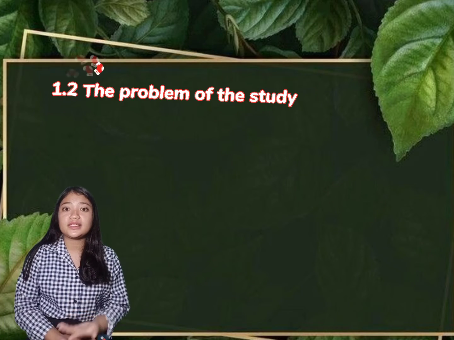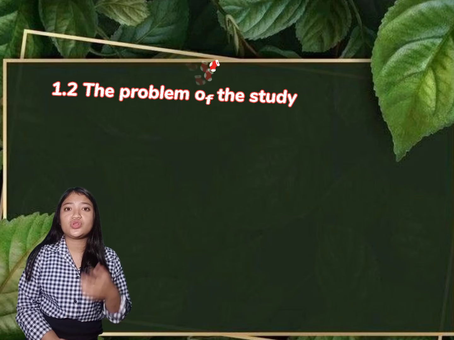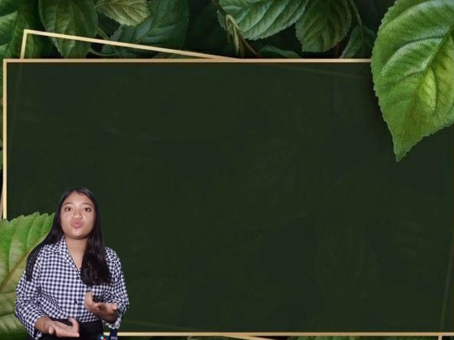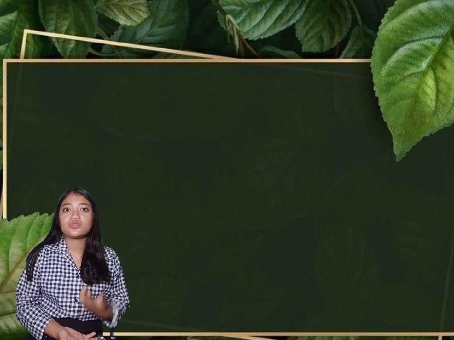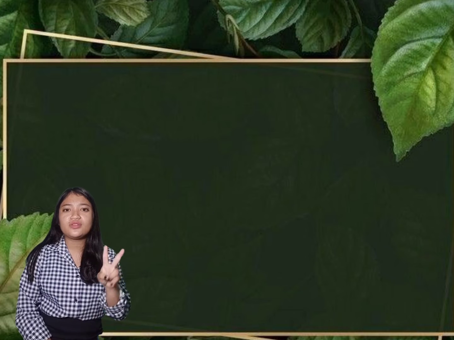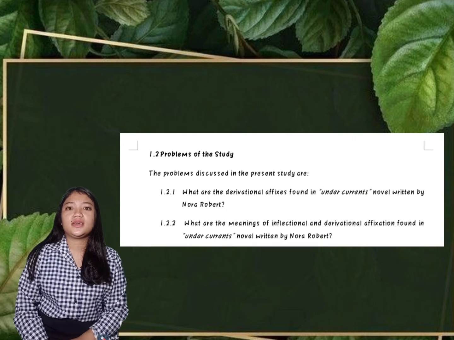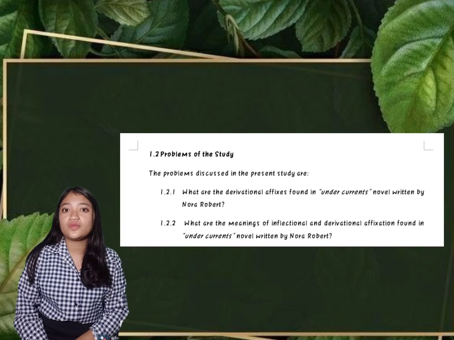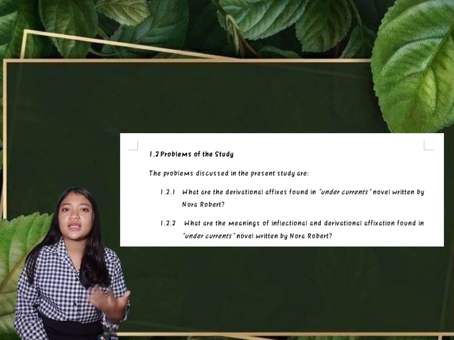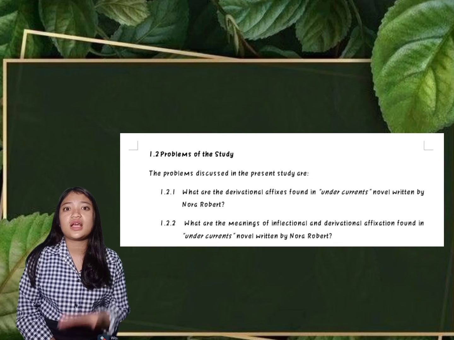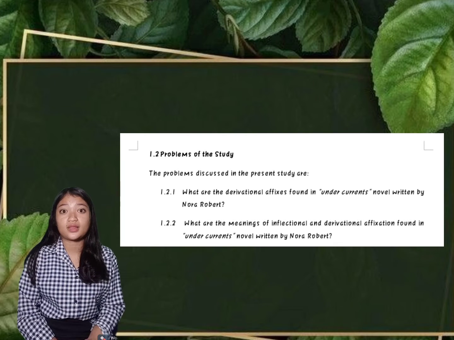The problem of the study is a statement about the problem, so you need to think about the areas that you want to investigate in your research and keep asking yourself what the problems are in a thesis. And there are 2 problems of the study. What are the derivational affixations found in Undercurrent novel written by Nora Roberts? And the second, what are the meanings of inflectional and derivational affixation found in Undercurrent novel written by Nora Roberts?